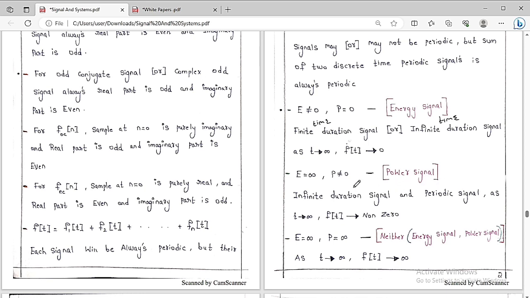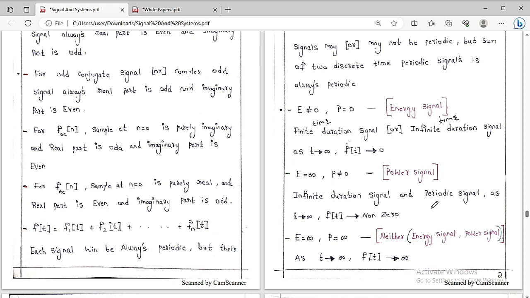Power signal means these are the signals which have infinite energy but finite value of power. Then this is called a power signal. So what are those examples which have infinite duration signals and periodic signals? So all the periodic signals are called power signals.